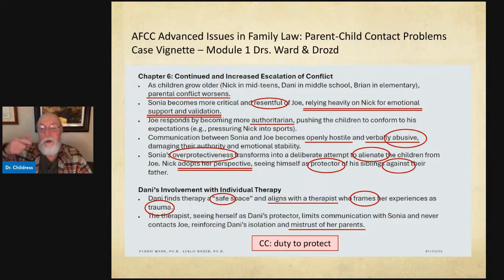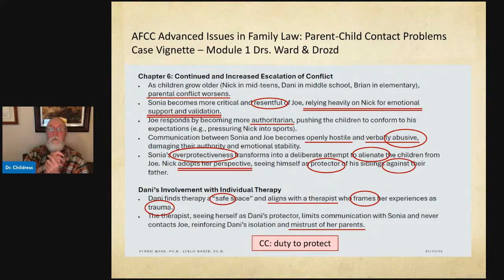A couple double lines. You see duty to protect down there. If so, the conflict's worsening. Again, you got that resentful word. So I'm beginning to look at who's being treated unfairly. But she's relying heavily on Nick for emotional support and validation. Yep, there's your role reversal using the child as a regulatory object. And so we're going to get persecutory delusion off that.